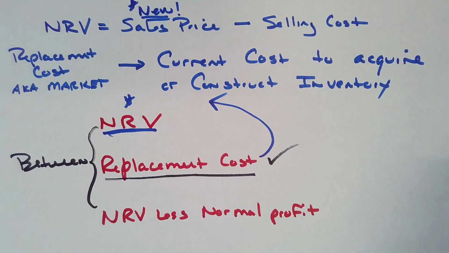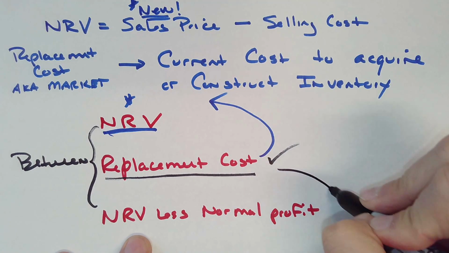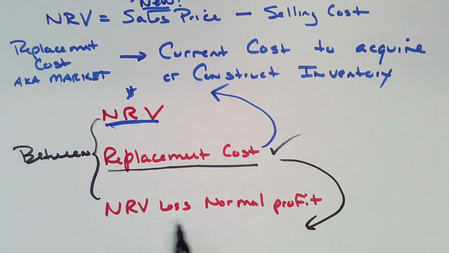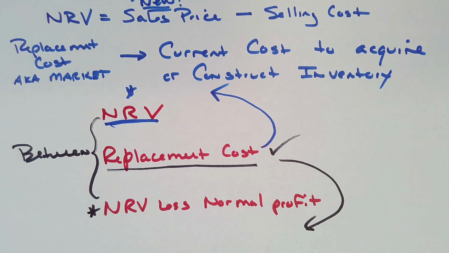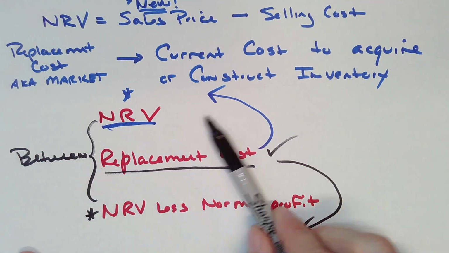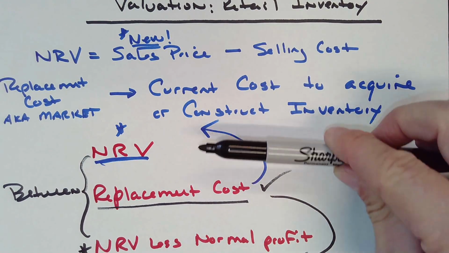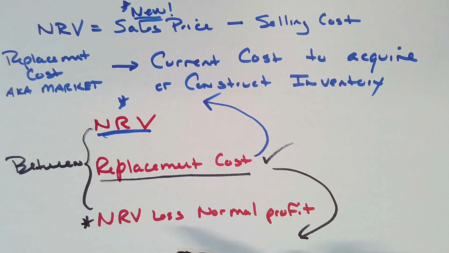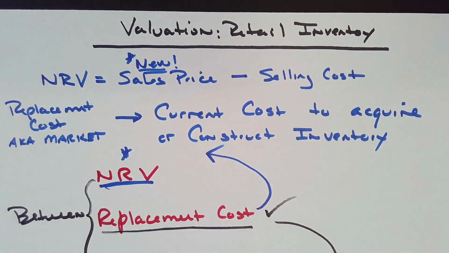And if this replacement cost falls below net realizable value less normal profit, we're not going to use replacement cost. We're going to use net realizable value less normal profit. We're going to use that number. We're not going to write it all the way down to replacement cost. So this one's a little trickier than just writing it down to net realizable value, but it's something that we have to be aware of when we're thinking about the valuation of retail inventory.